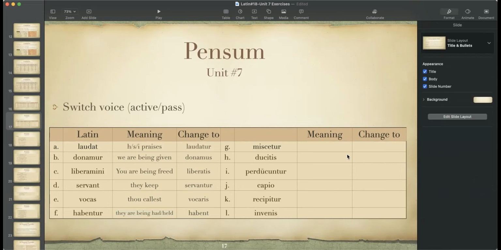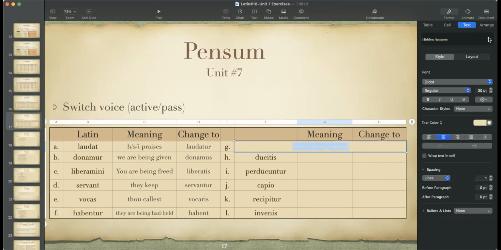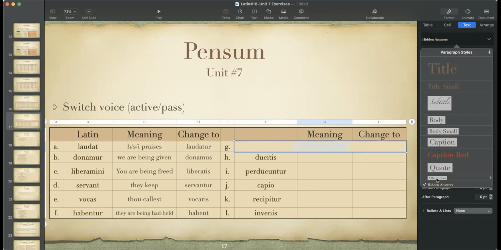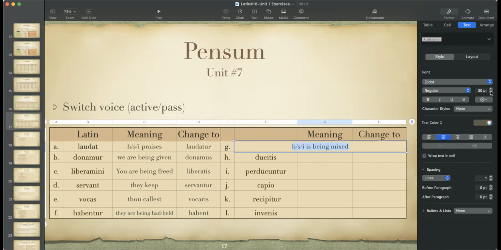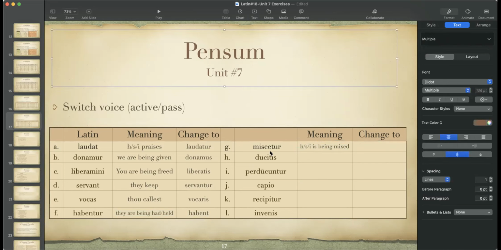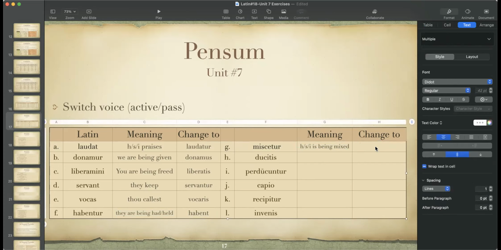Miscetur. He, she, it is being mixed. Mixed, yes. And we have a word in English that comes from that, but I can't think of what it is. Oh well. Can you explain to me how that is actually used? Being mixed. What the heck does that mean?